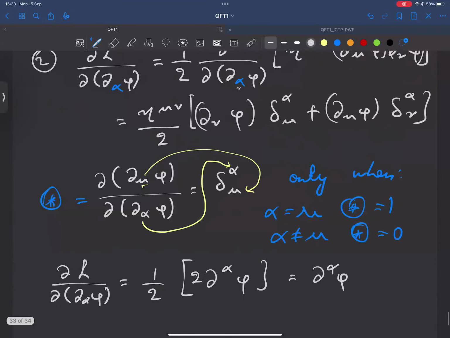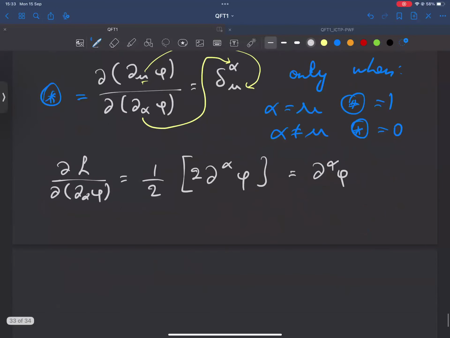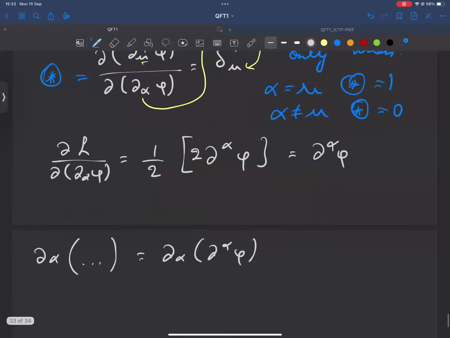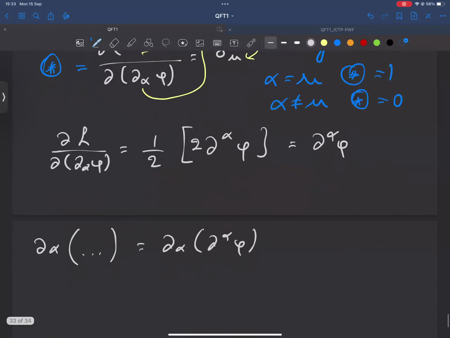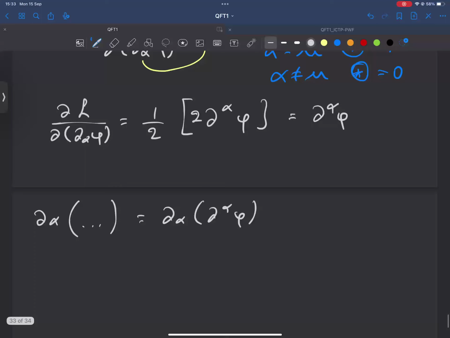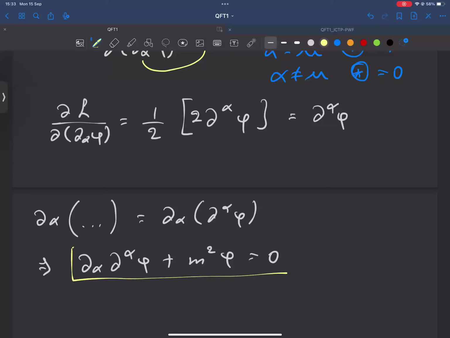Now what are the Euler-Lagrange equations? So you have to take a del alpha of this quantity. So that means del alpha phi, and then you have to subtract this piece. Okay. So if you do that, you end up with del alpha del alpha phi plus m square phi equals 0. Okay. So we got our first equation of motion, and this is called the Klein-Gordon equation.